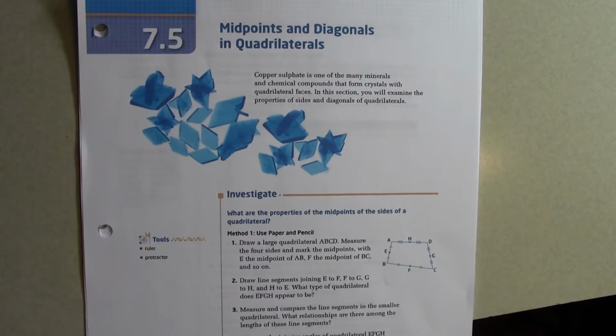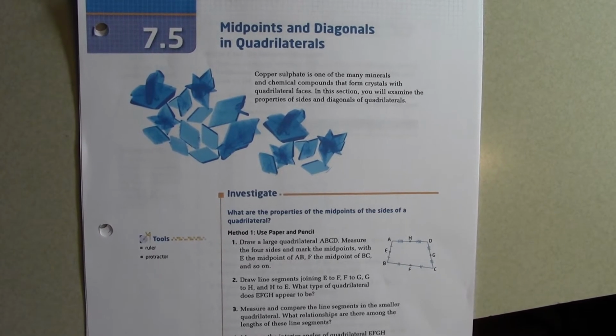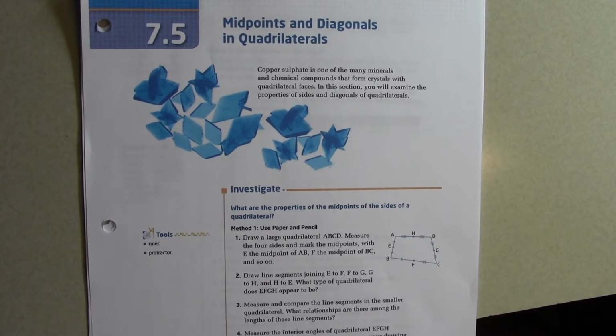Okay, this is section 7.5. We're looking at midpoints and diagonals of quadrilaterals. Copper sulfate is one of the many minerals and chemical compounds that form crystals with quadrilateral faces. In this section, you'll examine the properties of the sides and diagonals of quadrilaterals.